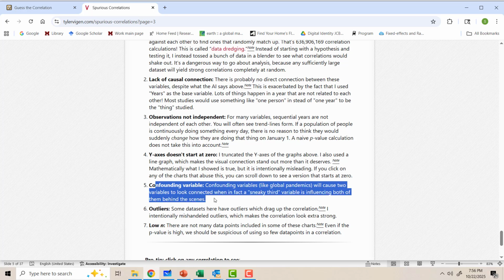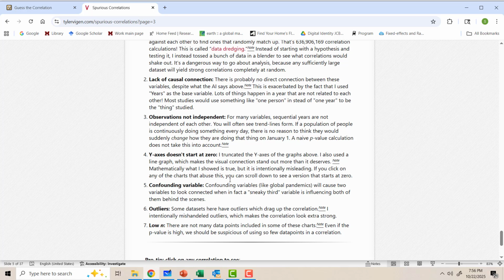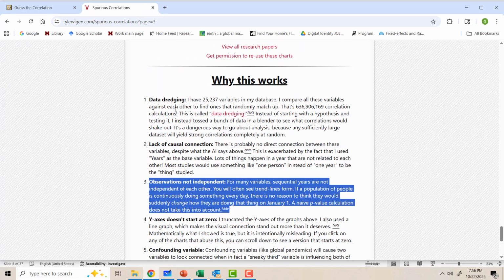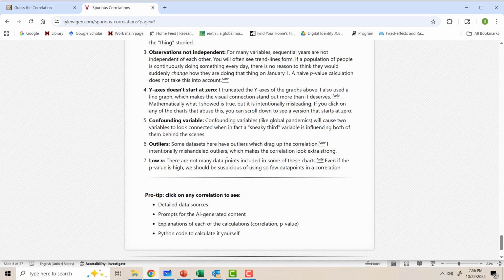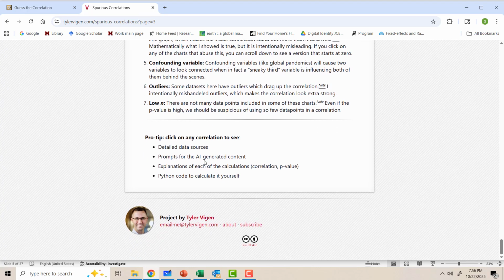Some of the things I talked about: the confounding variables such as population, or things that go down during the pandemic. Lots of things went down during the pandemic which aren't necessarily related. Truncating of y-axes, observations not independent, data dredging. There's also a low n. If you only have a few points, you can actually get quite significant correlations. If you've got two things that are going up over a few periods of time, that would give a significant correlation. And you can actually download this guy's Python code.